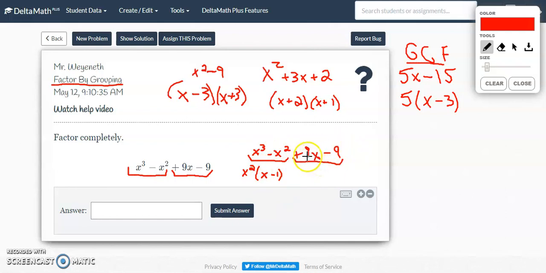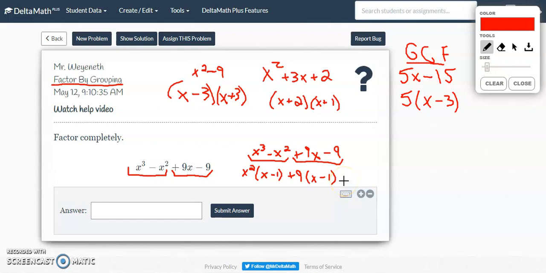When I look at the next grouping, what's shared between 9x and negative 9, if you want to think of it in those ways? 9 goes into both. So I could take out a positive 9, and that leaves me with 9x divided by 9 is x, and negative 9 divided by 9 is negative 1. All right, so we did a GCF of these two terms, and we wrote that out here. We did a GCF of those two terms, and we wrote that right here.